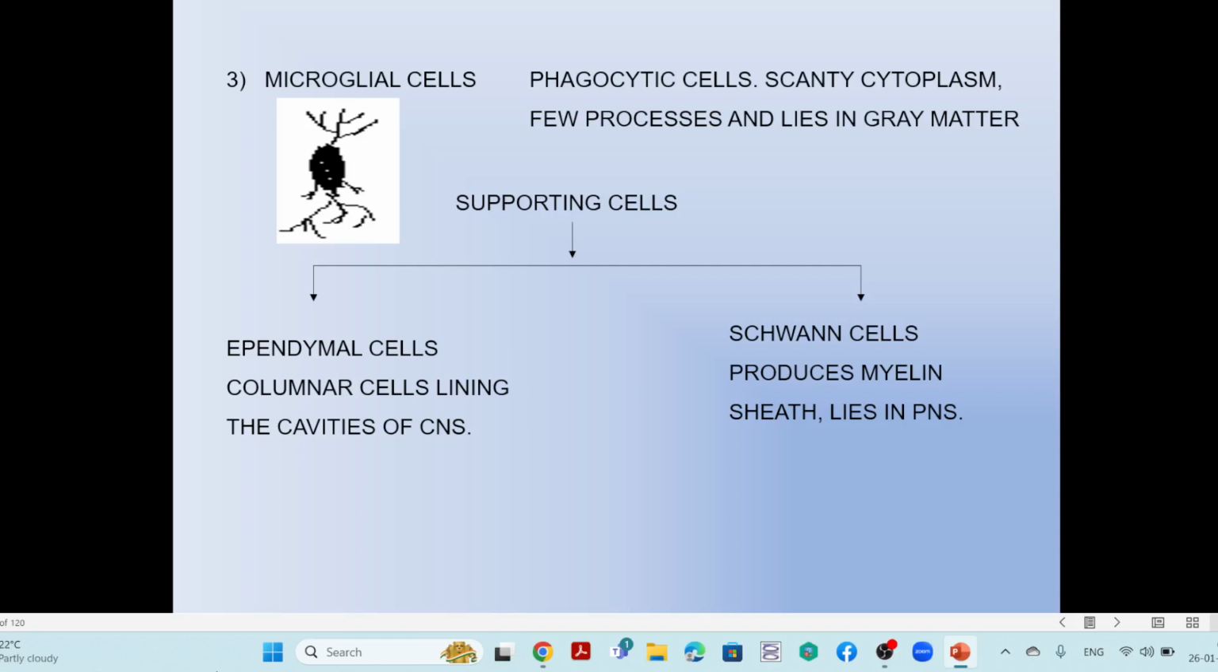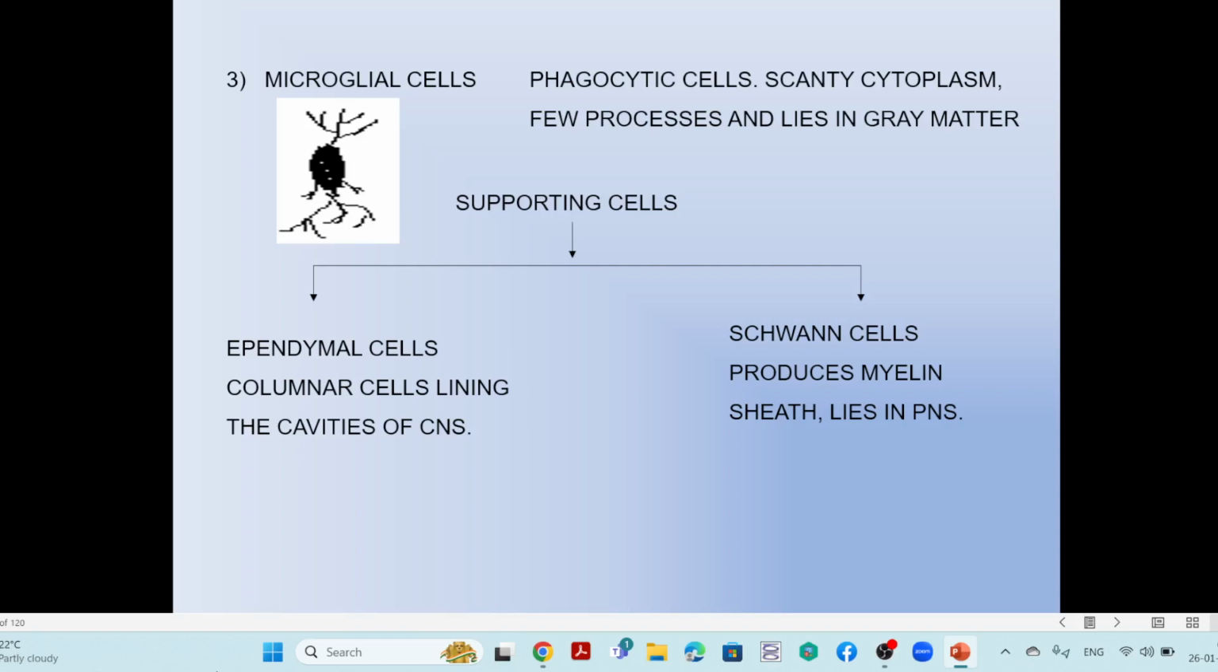These microglial cells are a preventive, defense mechanism. They are phagocytic cells that prevent microorganisms. These phagocytic cells have scanty cytoplasm and a few processes, and lie particularly in the grey matter. So these cells help in the preventive mechanism. These are the main three, along with oligodendroglial cells.